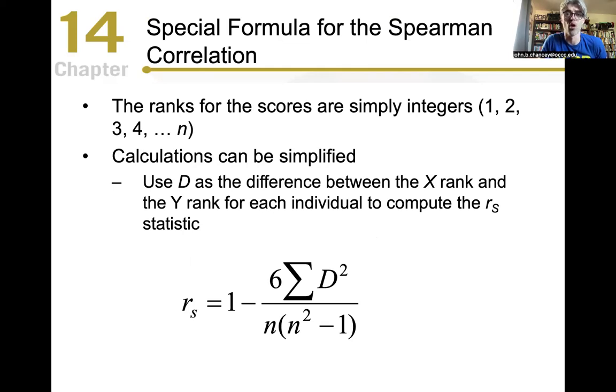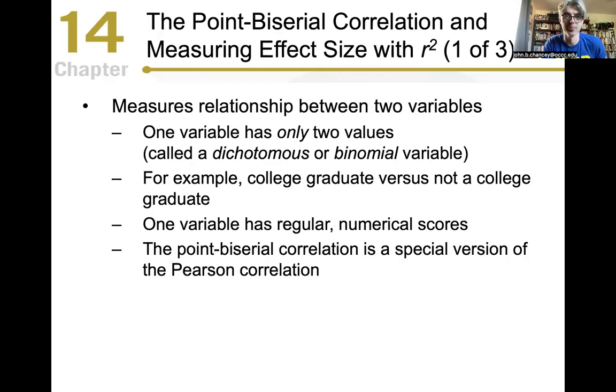You also have the special formula for the Spearman correlation. The ranks for the scores are simply integers: first, second, third, fourth, all the way up to however many you have. You can simplify the calculation by using D as the difference between your X rank and the Y rank for each individual to compute their R, and that formula is listed below.